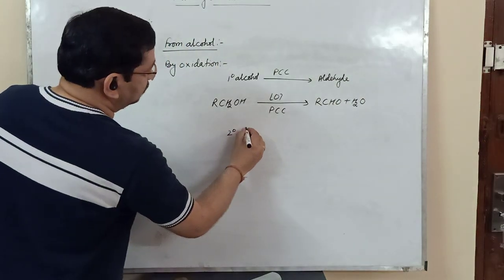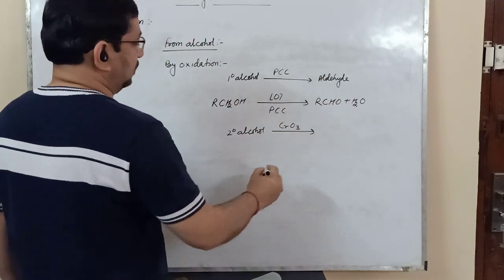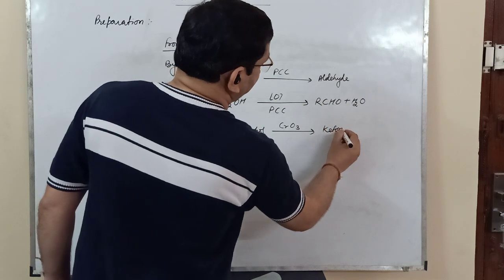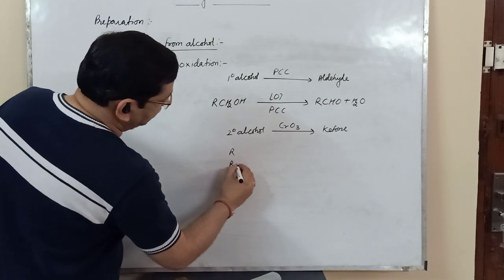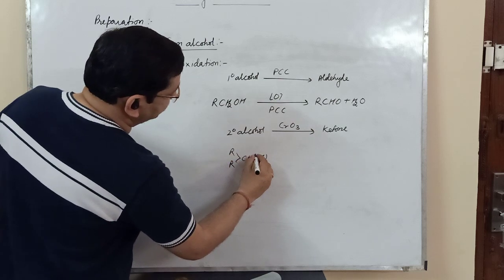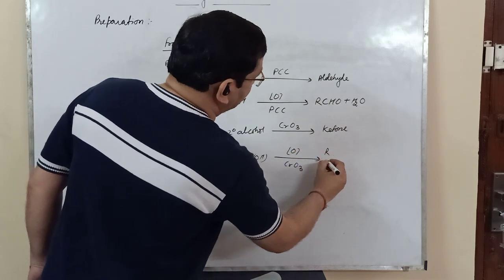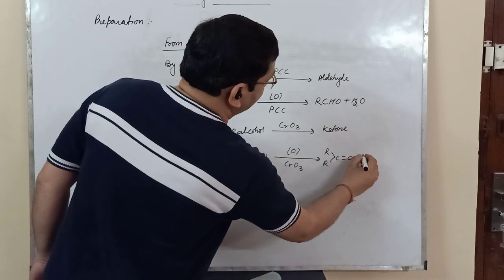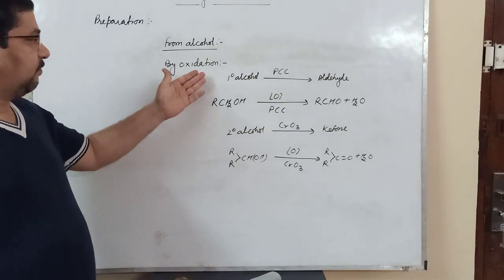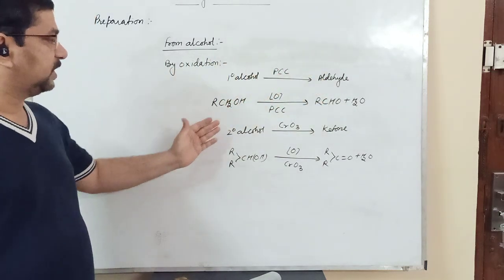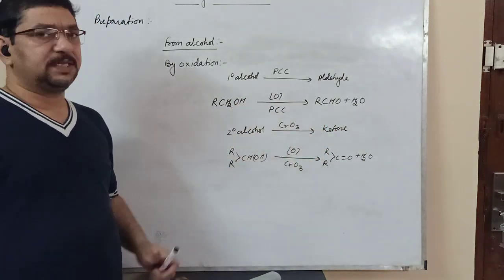2-degree alcohol on oxidation with chromic oxide, CrO3, gives ketones. That is, R2CHOH on oxidation with CrO3 gives RCOR. So in this way you can clearly observe that 1-degree alcohol gives aldehyde, 2-degree alcohol gives ketone on oxidation. So in this we are preparing aldehyde as well as ketone.